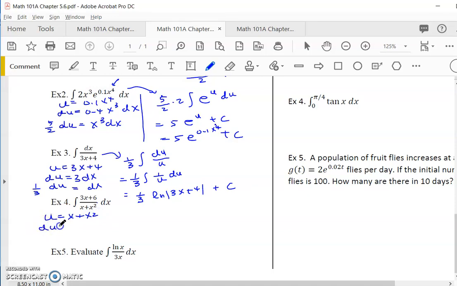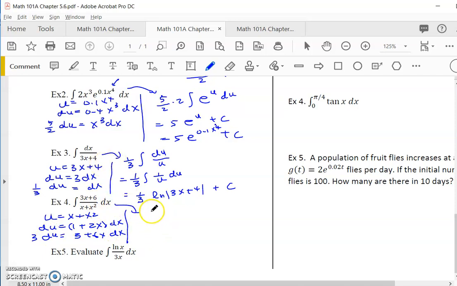Then your du would be (1 + 2x) dx. It's two terms. But you say, I don't have 1 + 2x, I have 3x + 6. Well, if you multiply both sides by 3, you would have (3 + 6x) dx. So (3 + 6x) dx can be replaced by 3 du.